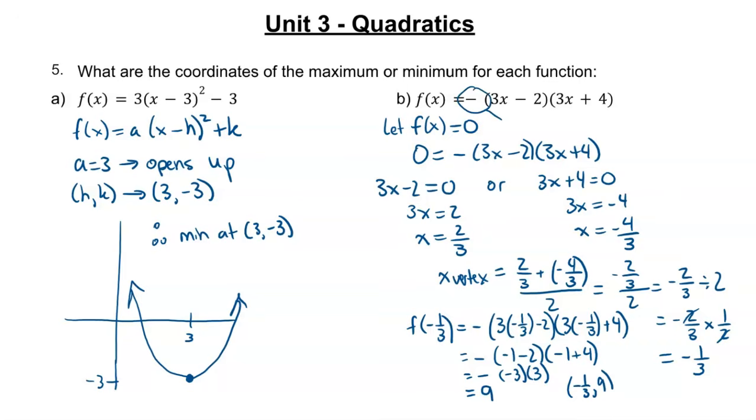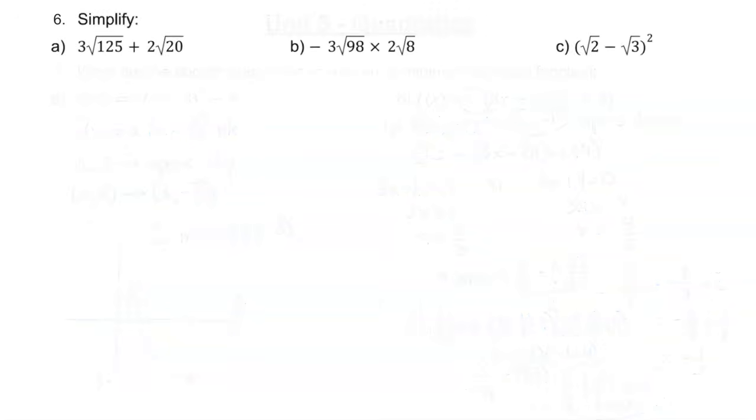Well, which way does it open? Well, we look at the a value. The a value is negative 1. We've pulled that a value out, it's been factored out in front. So because that a value is negative 1, that means it opens down. And so what we can do is say that the negative 1/3 and 9 is a maximum, and those are the coordinates of the maximum in that particular case.